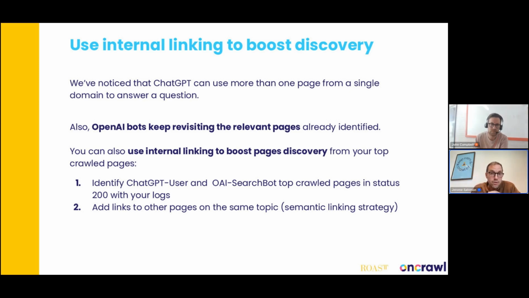And also internal linking. The same way you look at your top visited pages by those bots, you can use those pages to boost page discovery. You identify those pages that are being crawled a lot and that are answering in status 200, and you put links to other pages on the same topic, with some semantic linking strategy. This can also be a quick win to get ChatGPT to grab your relevant content, basically.